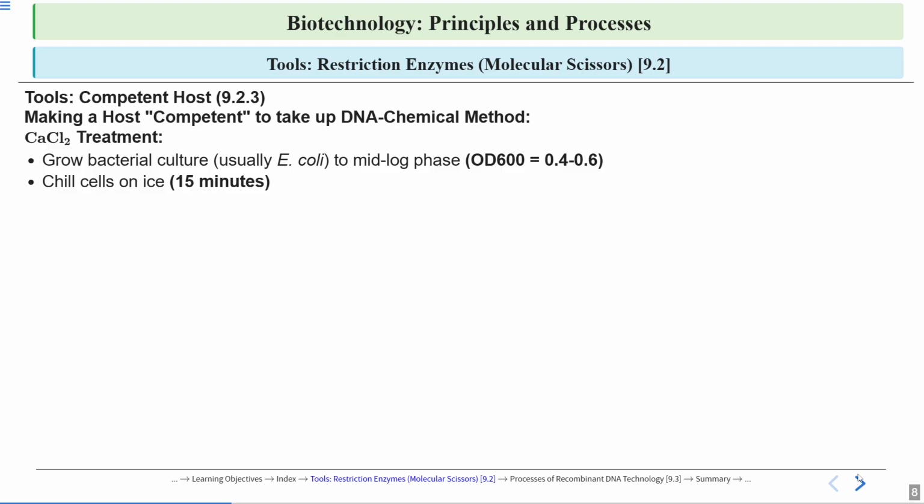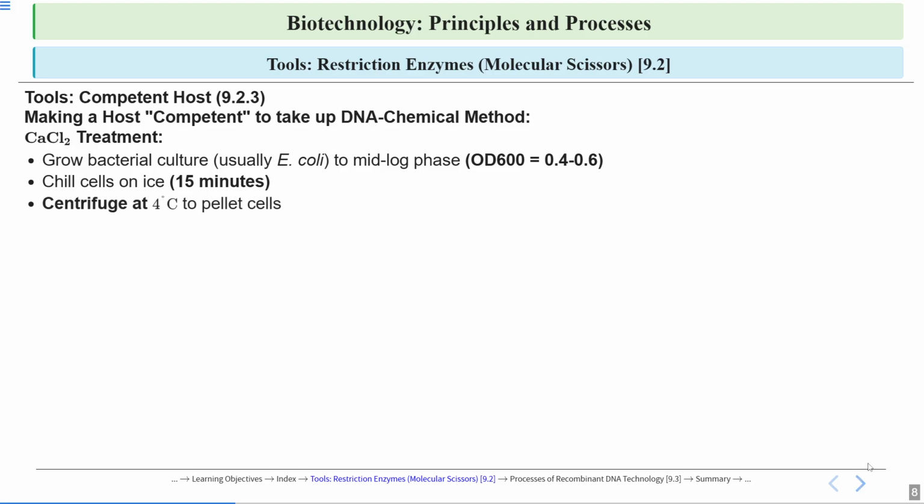Then they chill the cells on ice for 15 minutes. Why do they chill these cells on ice for 15 minutes? Because they want to slow down their metabolism. And why do they want to slow down the metabolism? Because in the next step we are going to centrifuge it, and it is possible that the cells get disrupted or destroyed. So that's why they try to slow down the metabolism of this bacterial culture.